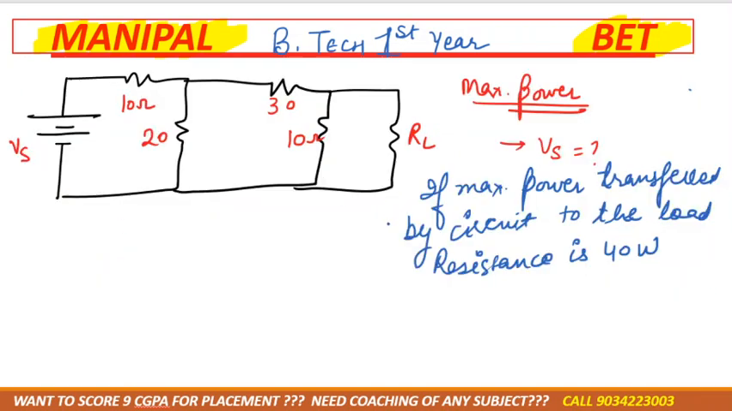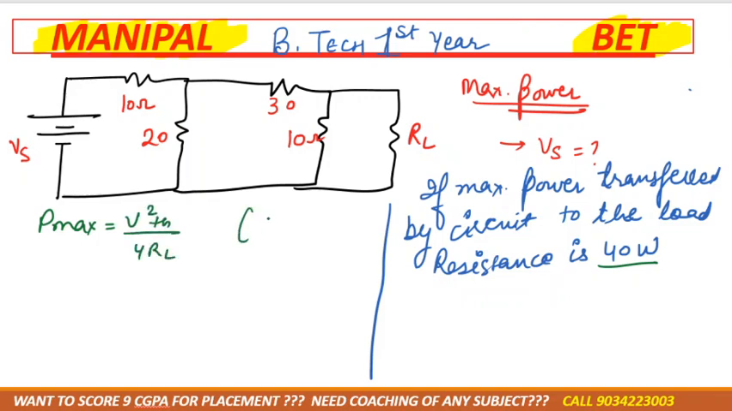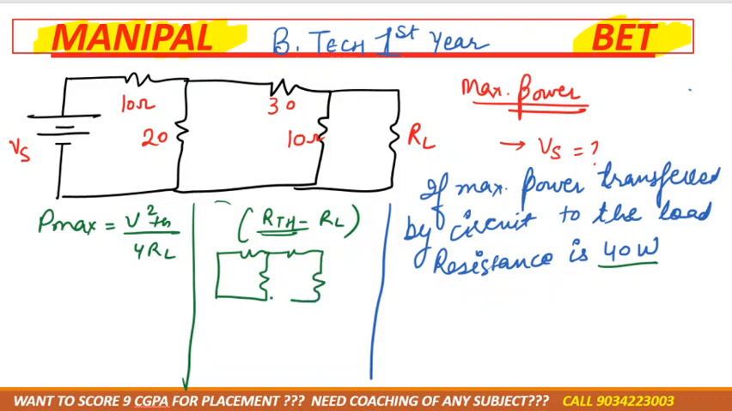How can we solve this question? They have given you the maximum power. So for the maximum power formula, first write down all the formulas. We get VTH squared by 4RL, and we'll have one condition that RTH is equal to RL, right? So we can get RTH, because the calculation of RTH is not needed here, and the RL value also we don't need.